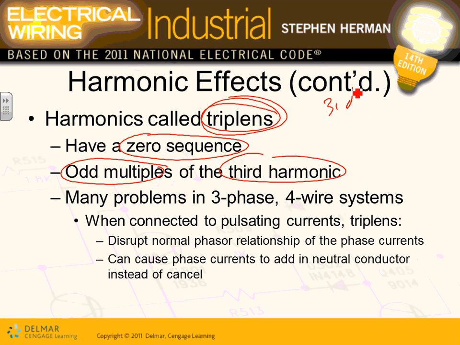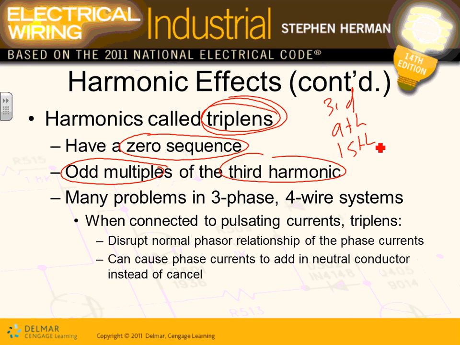So I have third, ninth. What are the odd multiples of the third harmonic? The odd multiples of 3. So 9, 15, right? Am I right? 3 times 3 is 9. 2 times 3 is 6. We can't use 6 because we have to be odd. 4 times 3 is 12, we can't use it. 5 times 3 is 15, yup, it's an odd. Can I get you guys to understand that triplens have zero sequence, so basically they don't affect the motors, and they're odd multiples of the third harmonic.